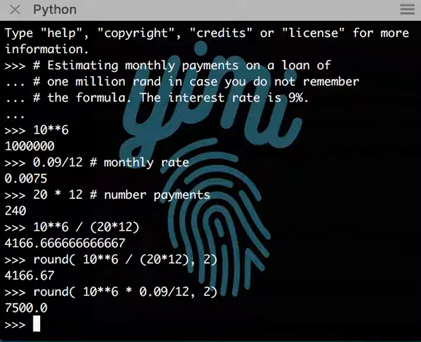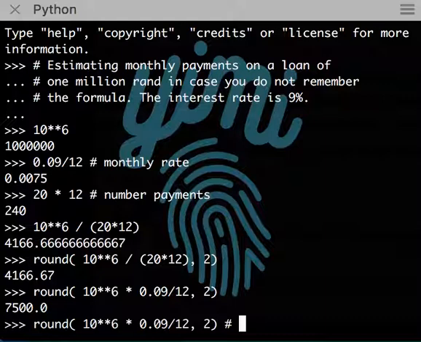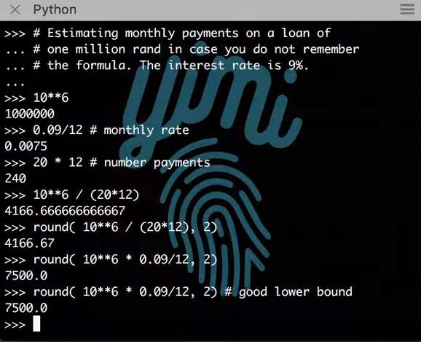In other words, you would never finish paying, forget about in 20 years' time. So now we know that the amount that we pay back per month is at least 7,500 rand. So I'm just going to make a note that this is a good lower bound on the monthly payment. The bad lower bound is the 4166.67.